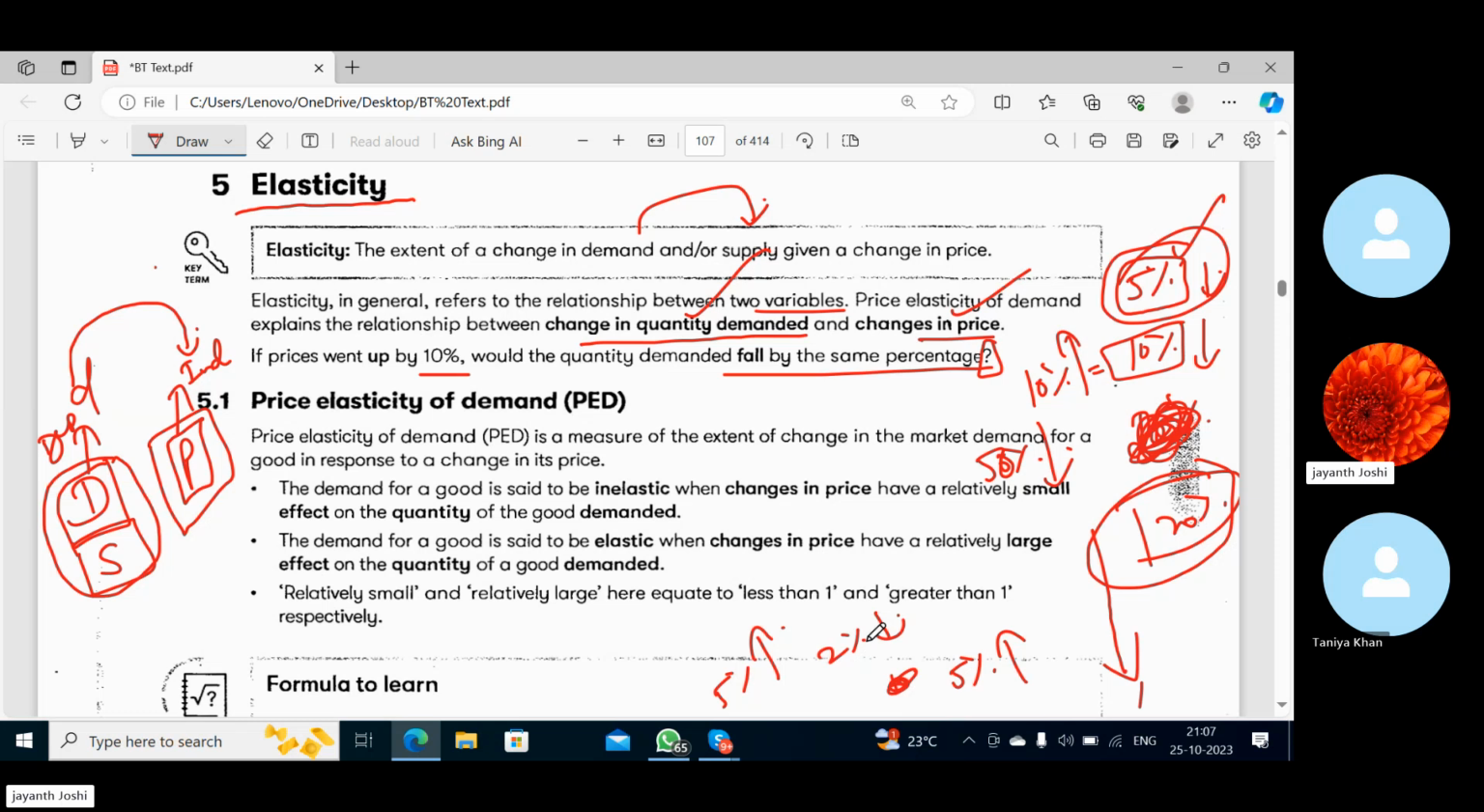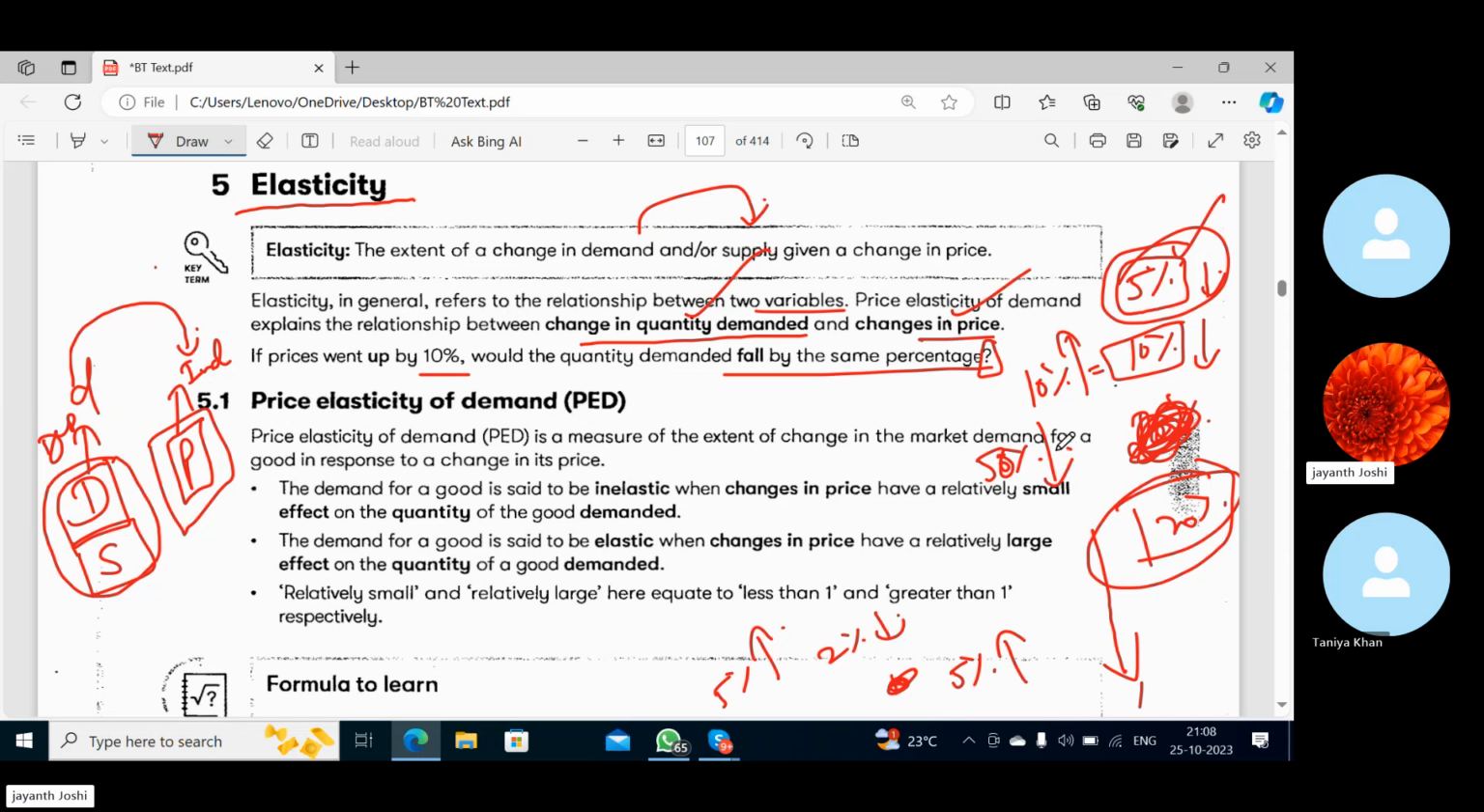You generally see that in the case of certain essential goods, which we need very essentially in our life, right? Even though the price is increasing, we won't compromise on such goods. And when the price increases by, let's say, 10% and the demand falls by 50%, that is generally for luxury goods.